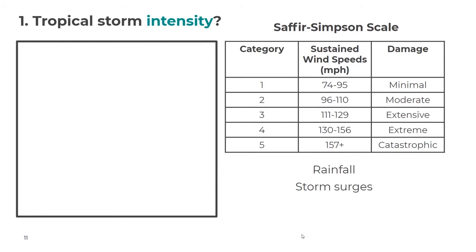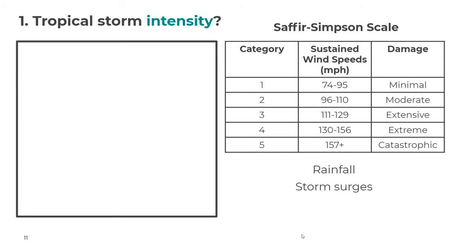So tropical storm intensity is linked to wind speed, but it also is linked to a couple of other indicators. So the amount of rainfall released by the tropical storm and the height of the storm surges are also important in us making a decision about how intense tropical storms are.